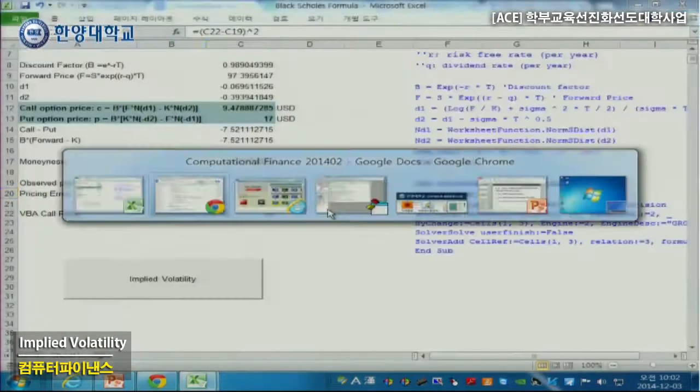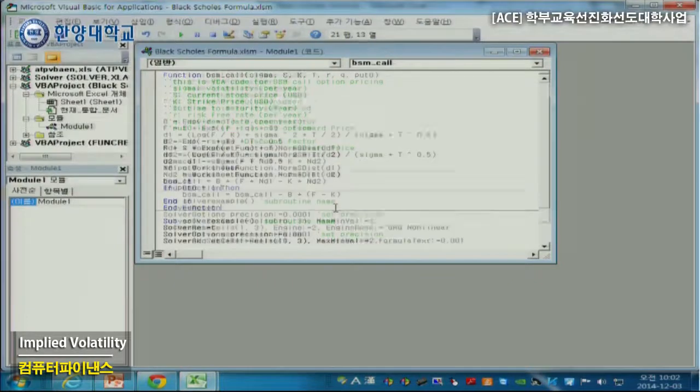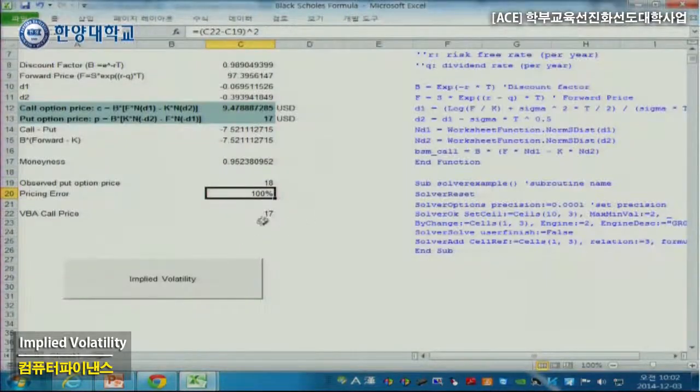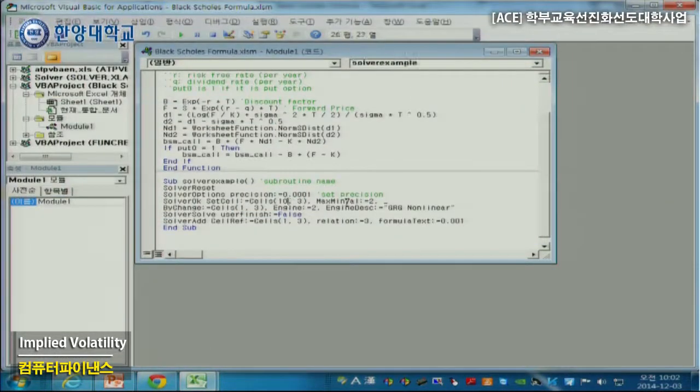So if I go to the solver, then it is essentially solver reset, which I have to add. Then solver option, precision 0.001. You can make it small. And the solver, okay, set cell. Which one do I have to set? My target. My target is, in my case, the pricing error at this one, C20. Okay, and maximum value, the minimum.